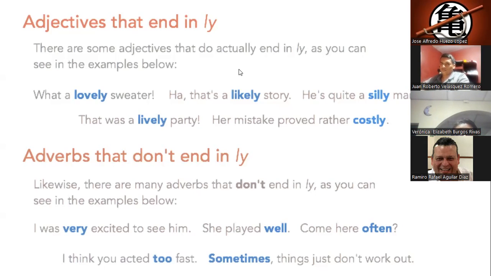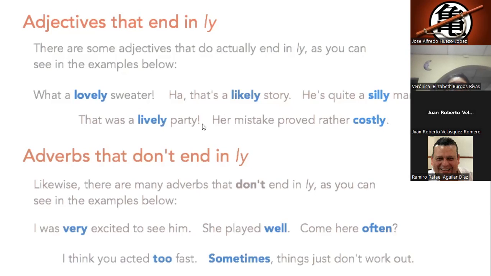So remember these adjectives that are adjectives and not adverbs, depending on the position. If you see, almost always the position is there, except the last one. And for the last one, you need to analyze. Costly describing what? Proof? No. Mistake? This is an idea. Okay? So let's check the other part. Adverbs that don't end in L-Y. Ramiro, is it possible for you to read that part?